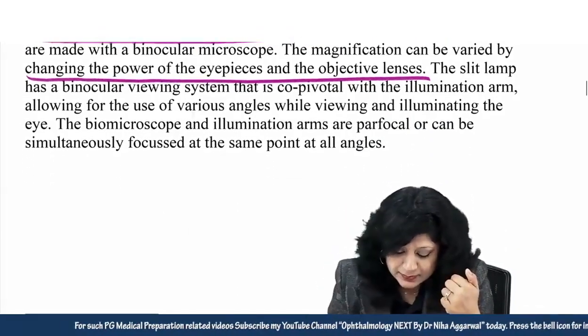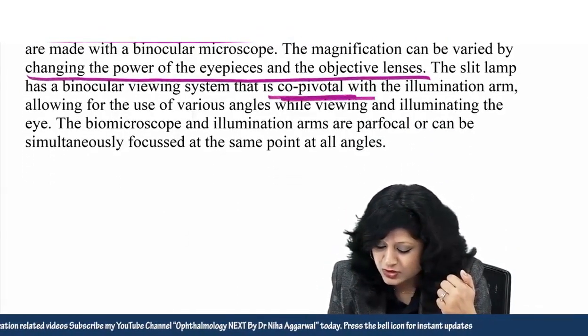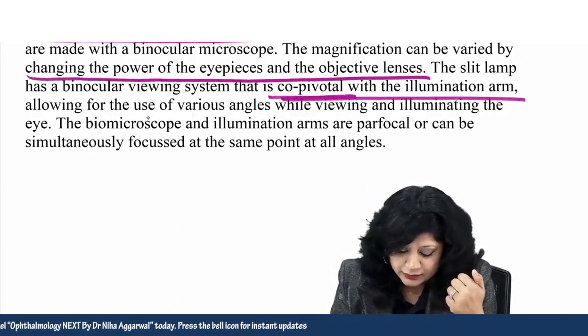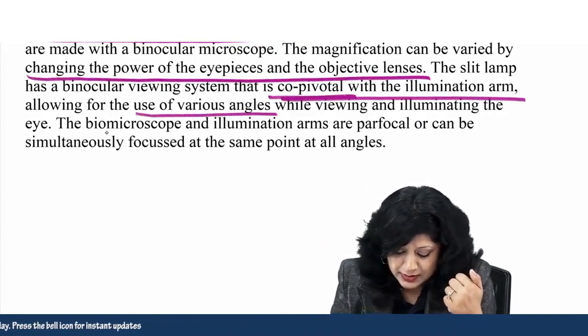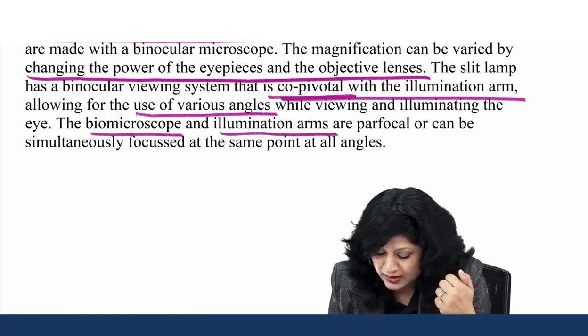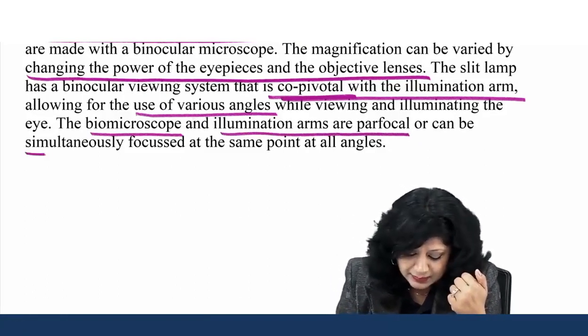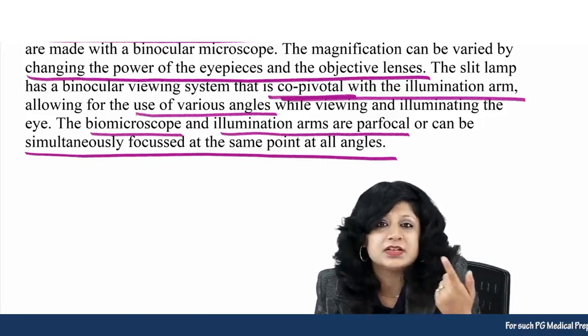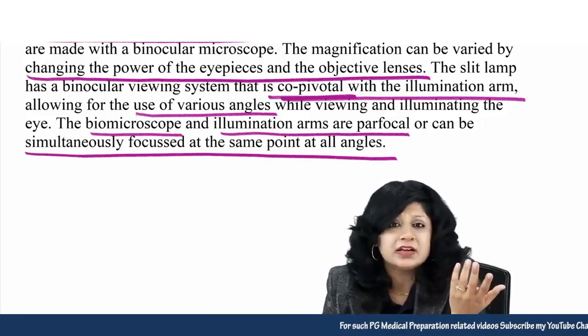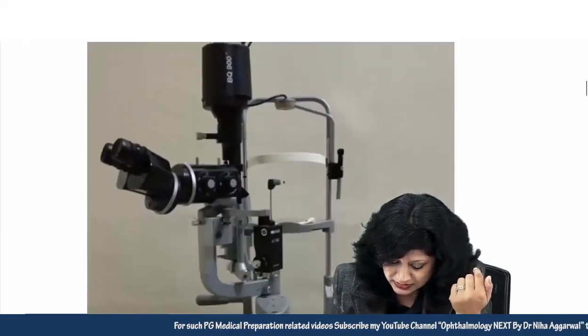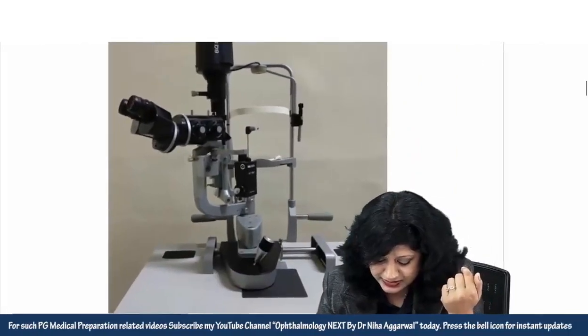The slit lamp has a binocular viewing system that is co-pivotal with the illumination arm, allowing for the use of various angles. The biomicroscope and illumination arms are parafocal and can be simultaneously focused at the same point at all the angles. So it's a very, very unique and sophisticated instrument.